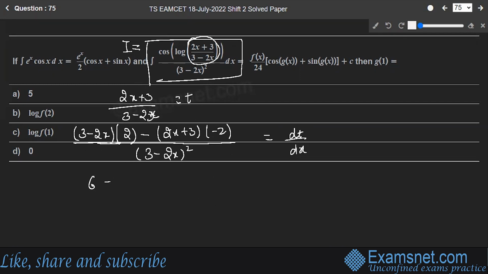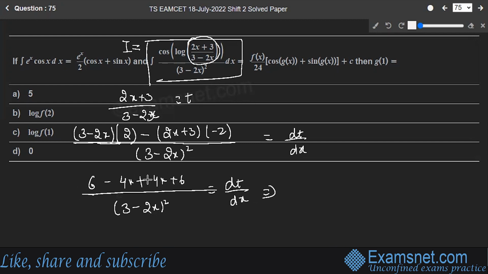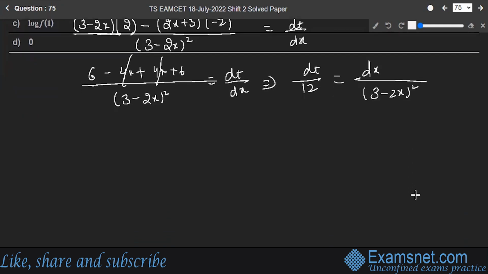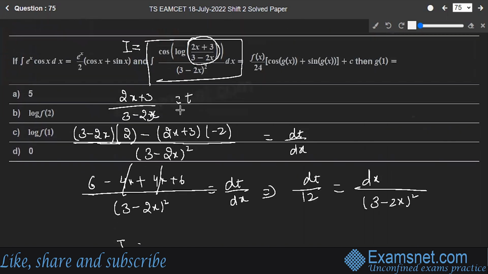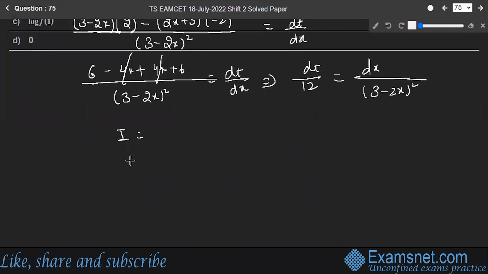So this will give you 6 minus 4x plus 6 upon (3 minus 2x) whole square is equal to dt by dx, which gives you dt upon 12 is equal to dx upon (3 minus 2x) whole square. Correct? So the integral I becomes 1 by 12 integral of cos of log of t dt.